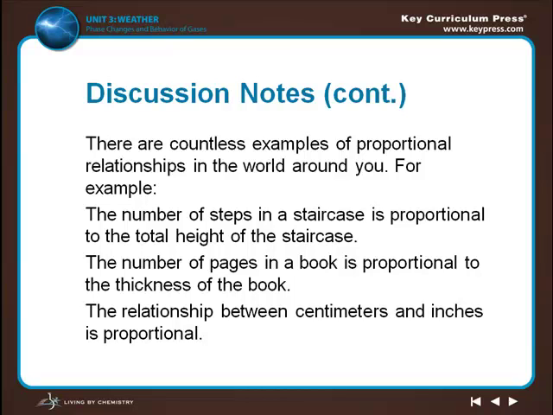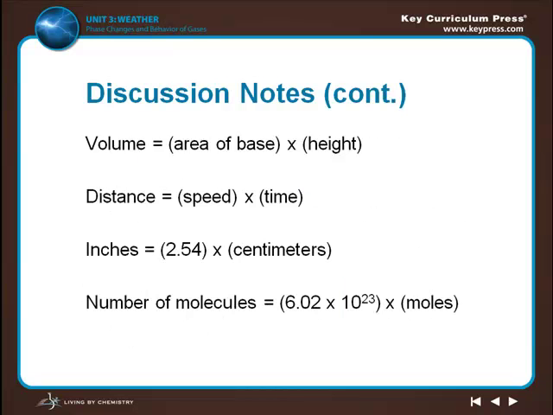The relationship between centimeters and inches is also proportional. Every inch is proportional to a certain number of centimeters. And that proportion is a constant relationship. Doesn't change. So volume is a proportional relationship. It's the area of the base times the height. In this case, it's pi r squared times the height. If you had a rectangular shape, you could do length times width times the height.